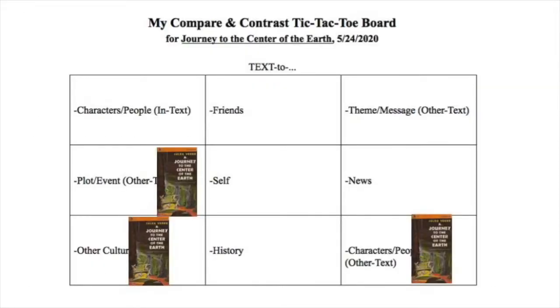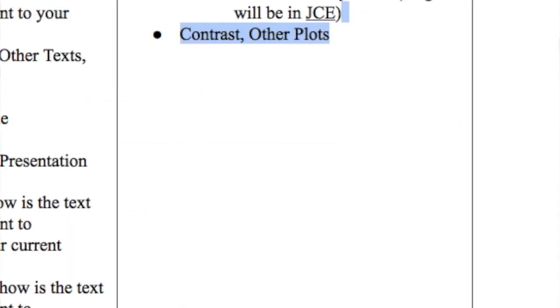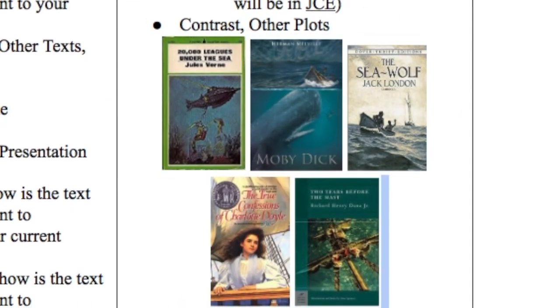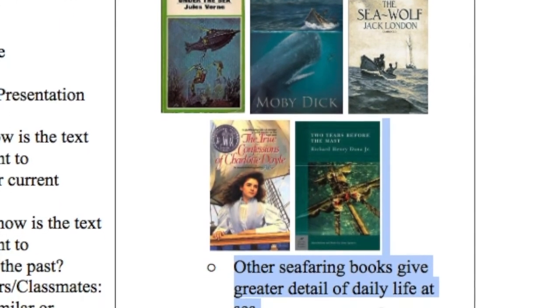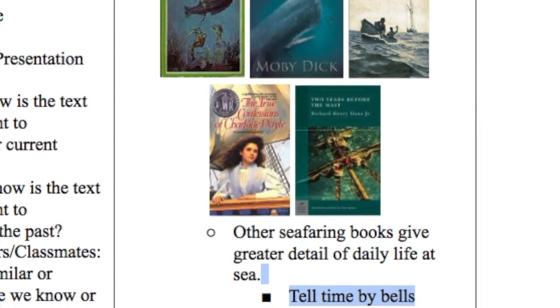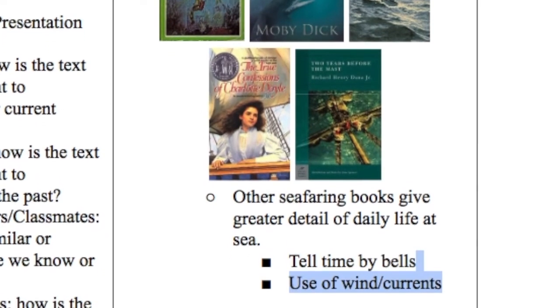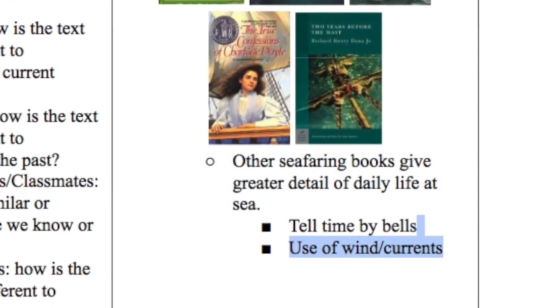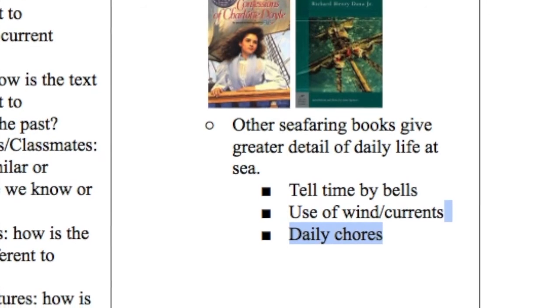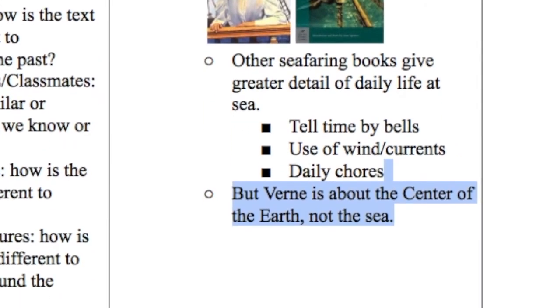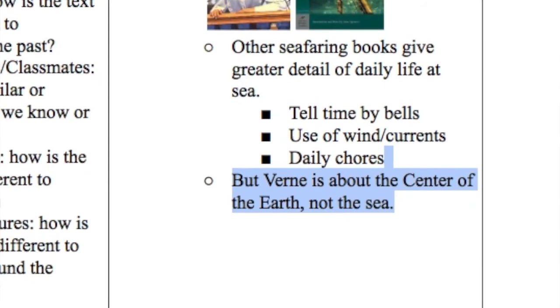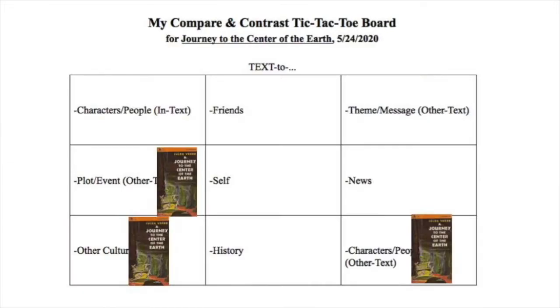Contrast. Other text plots. I've read many seafaring books, all of which gave greater detail of daily life at sea, telling time by bells, using the wind or current, daily chores. Verne must skip all this because his novel is about the center of the earth, not the journey on the sea. Now, on my compare-contrast board, I do not yet have Tic-Tac-Toe.